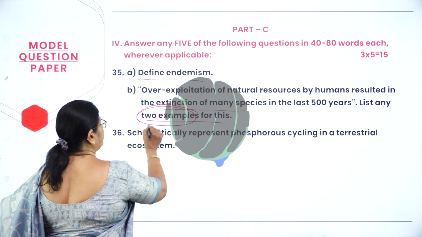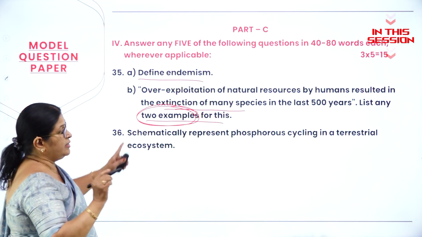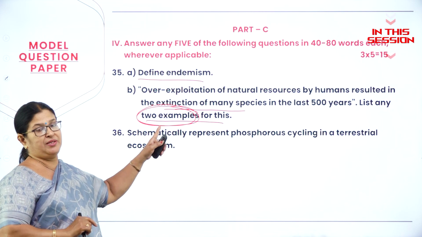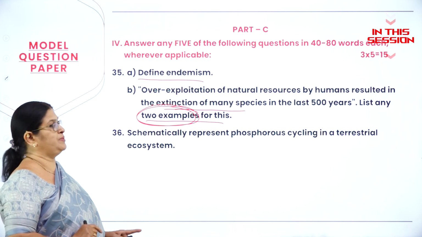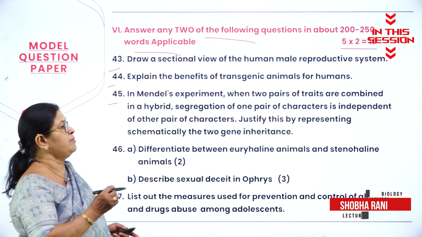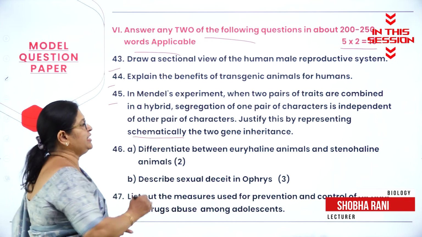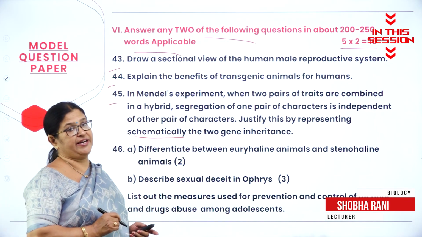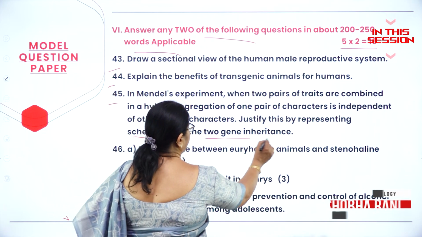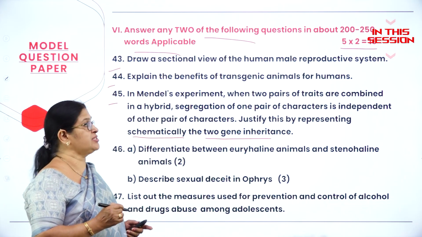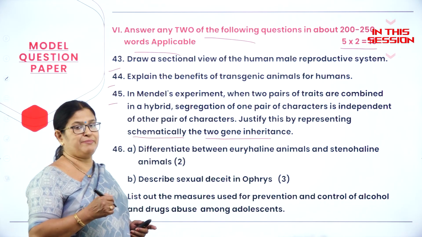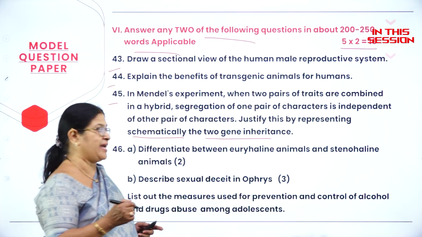Read the question carefully. They've asked what? List any two examples. So make sure you write two examples. Justify this statement by representing schematically the two-gene inheritance. So very important. When it is mentioned as two-gene inheritance, what is it that you are going to draw schematically? That is the dihybrid cross.